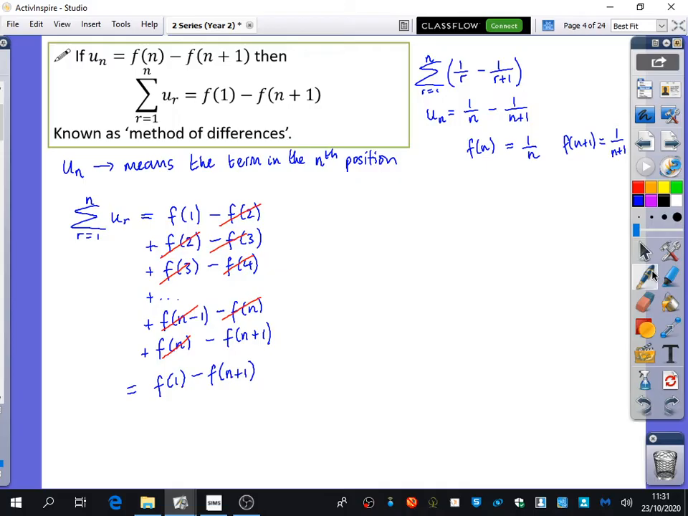So if we look back at what our question was, we said that f of n was 1 over n. So if we're going to say the sum from r equals 1 to n of 1 over r minus 1 over r plus 1, using this, it's just the function where 1 is put in, 1 over 1, minus the function where n plus 1 is put in. So it would just be 1 over n plus 1, which is the same thing that we had before, which came out as n over n plus 1.